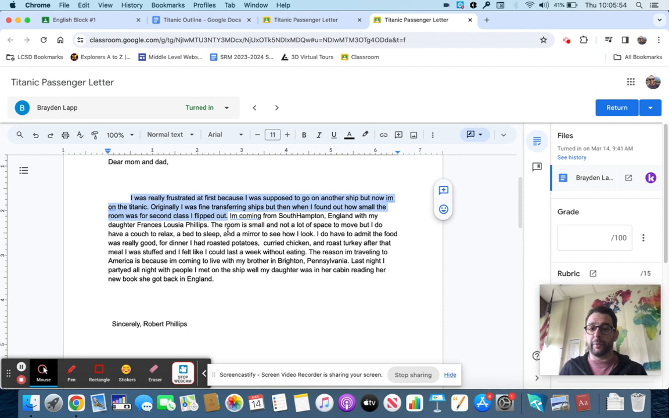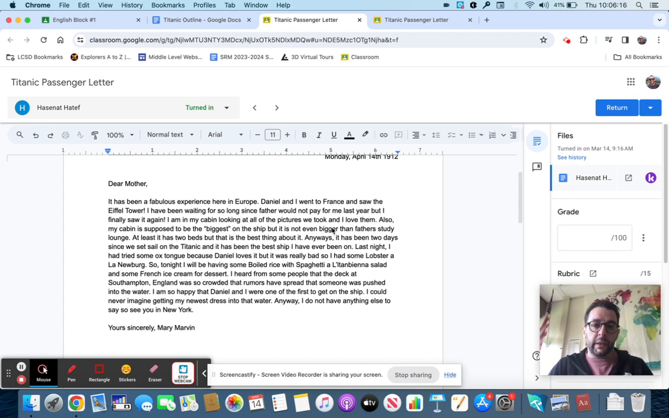Robert Phillips was a real person. Did he experience exactly what was written in the letter? The answer is no. But could he have? And the answer is yes. That's what makes historical fiction realistic. You ask yourself, gee, could this character really have done these things? All right. You need to make it logical.